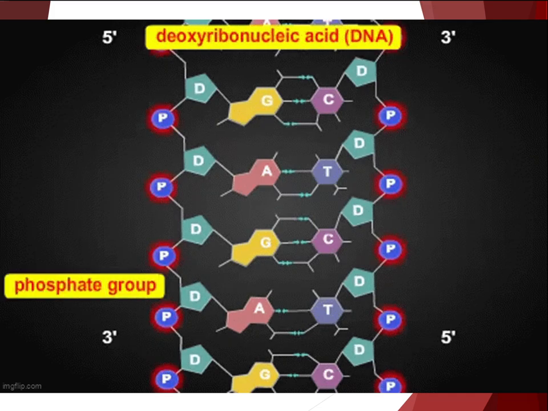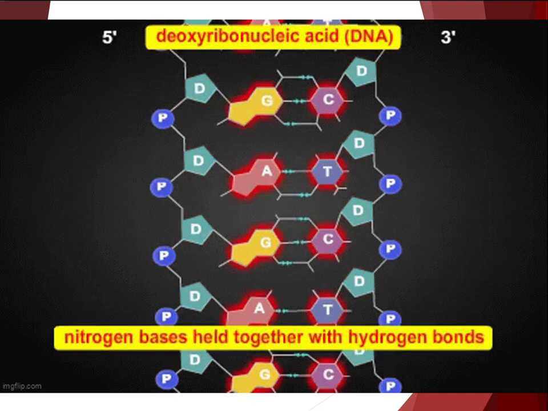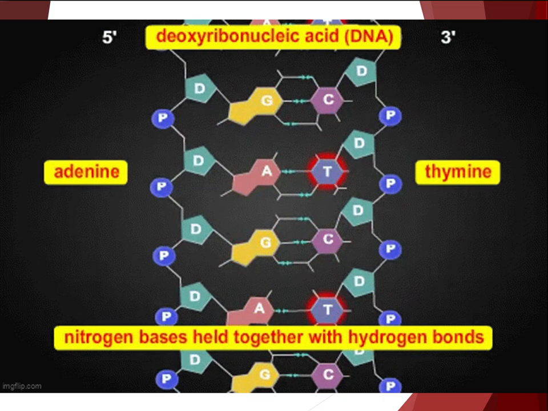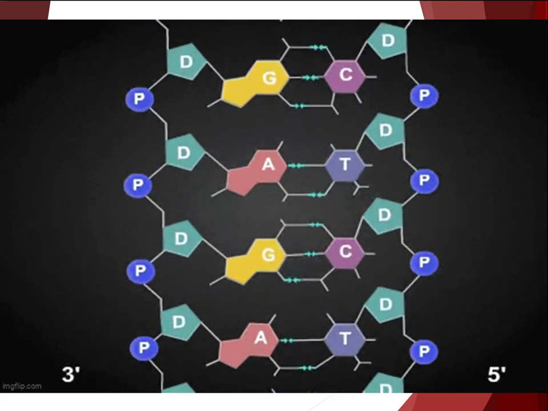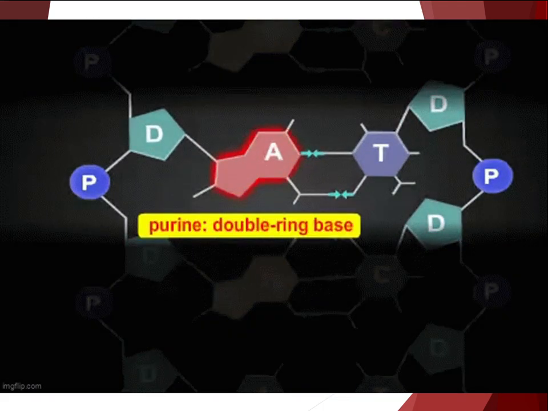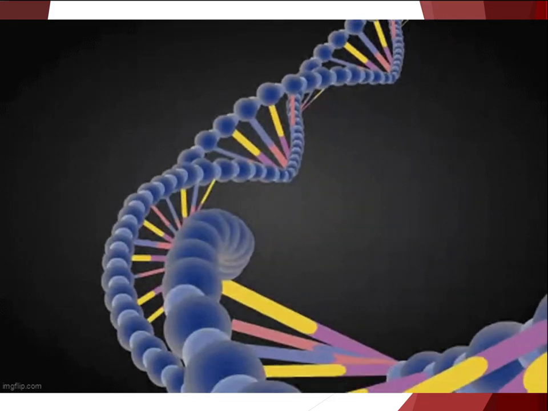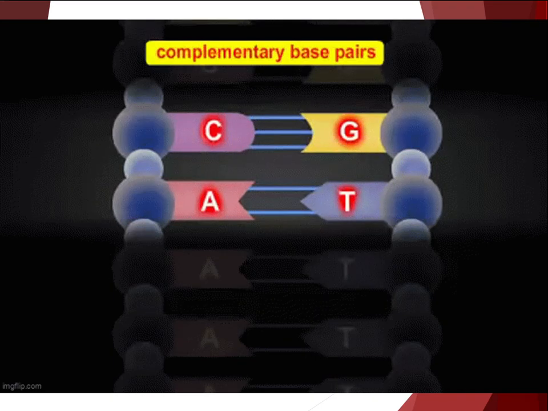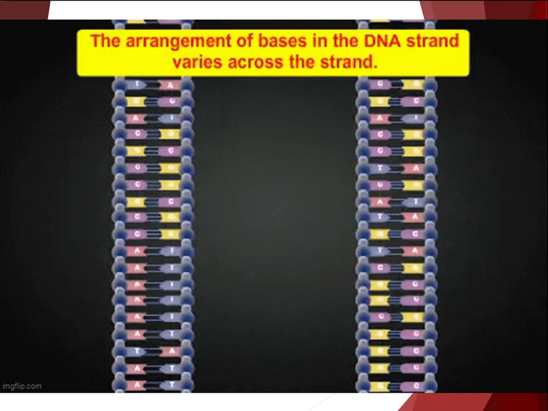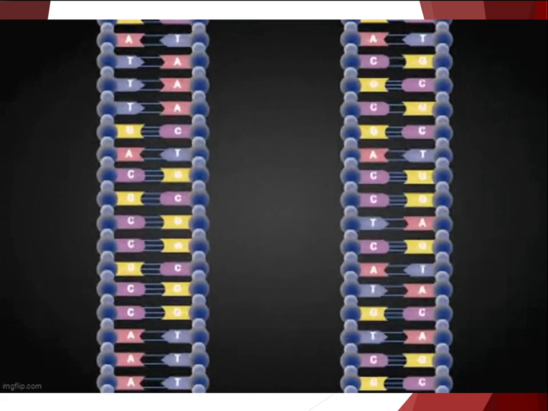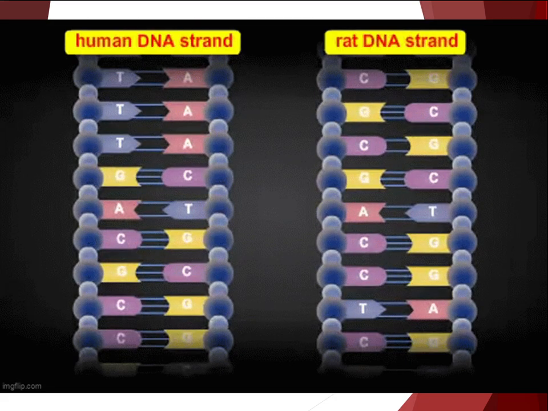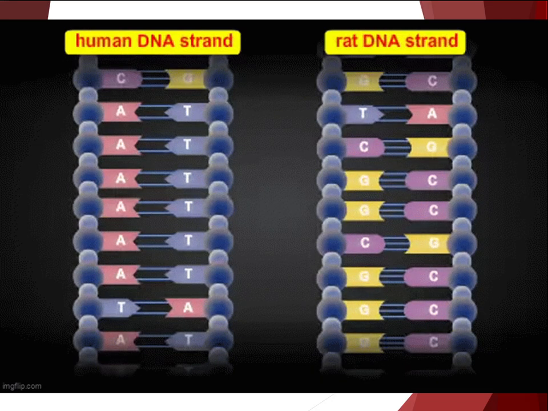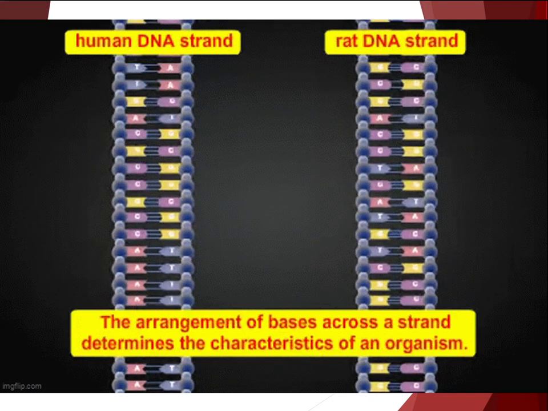The 2 backbones of the DNA molecule run in opposite directions. One sugar-phosphate chain runs in the 5' to 3' direction, and the other runs in the 3' to 5' direction. DNA contains 2 separate complementary strands of deoxyribonucleotides held together by hydrogen bonds. The 2 strands wind together to form a spiral shape called a double helix.